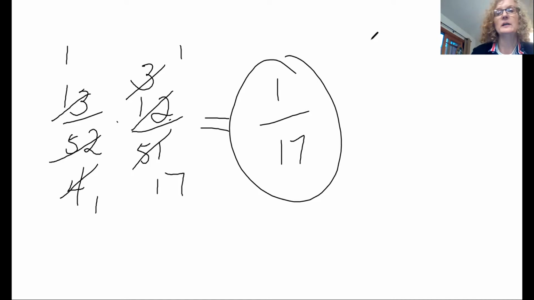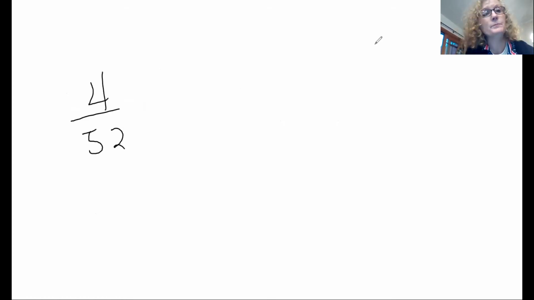Let's talk about drawing an ace and then a king with no replacement. There are 4 aces, an ace of diamonds, an ace of spades, an ace of hearts, and an ace of clubs. So out of those 52 cards, there are 4 aces.